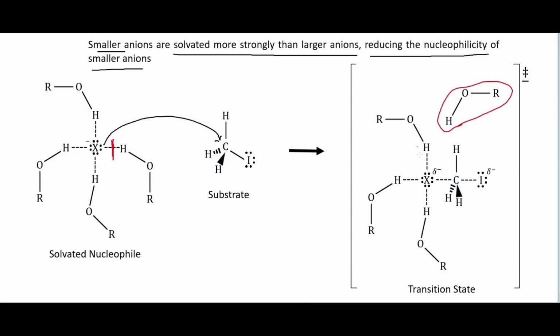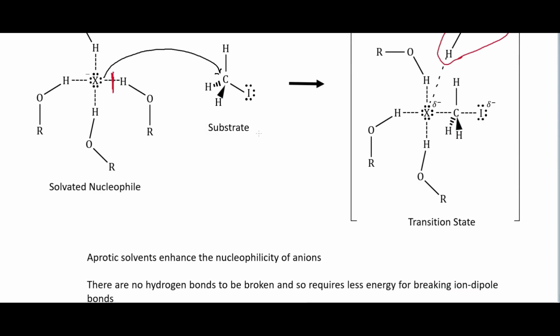So we could think of it as like a concerted reaction where if we still have a partial bond right there, we're still breaking that bond. And so we have to try to break that bond, which is going to require energy. So remember, breaking bonds takes energy, and so if we are solvating that smaller anion more strongly, it's going to require more energy to break the bond.